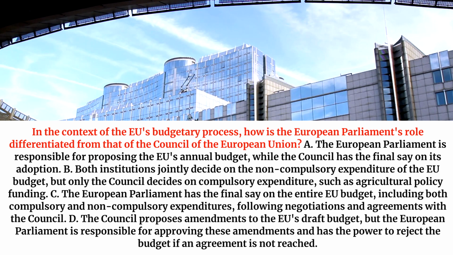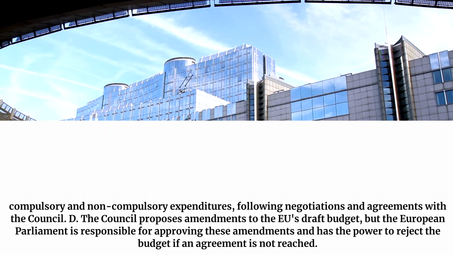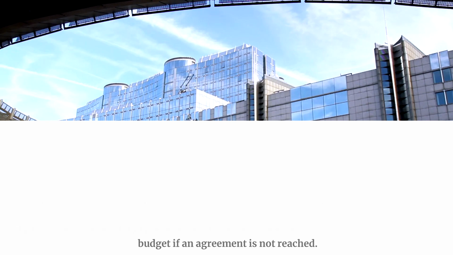C. The European Parliament has the final say on the entire EU budget, including both compulsory and non-compulsory expenditures, following negotiations and agreements with the Council. D. The Council proposes amendments to the EU's draft budget, but the European Parliament is responsible for approving these amendments and has the power to reject the budget if an agreement is not reached.